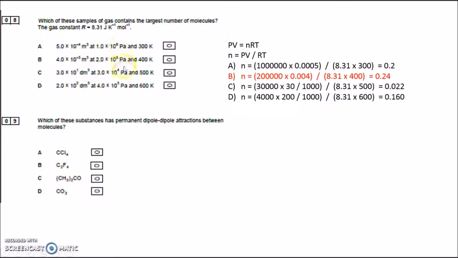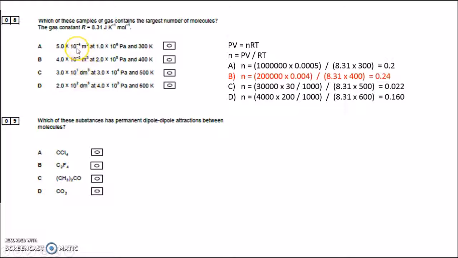Pressure is in pascals, so sometimes it's in kilopascals and you need to multiply by 1000 to turn into pascals, but none of these are in kilopascals, so that's fine. Temperature in Kelvin, so sometimes you've got to convert degrees Celsius into Kelvin by adding on 273. But they're all in Kelvin. So our pressures and our temperatures are all fine in the same units.